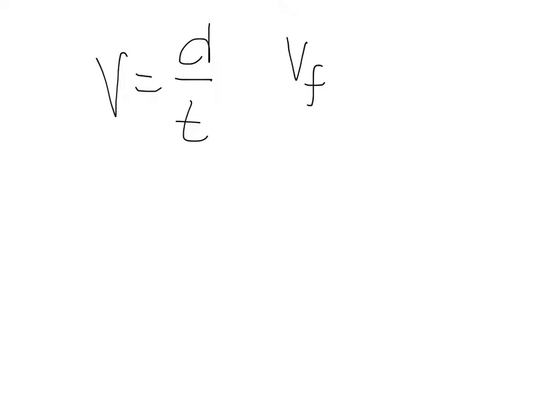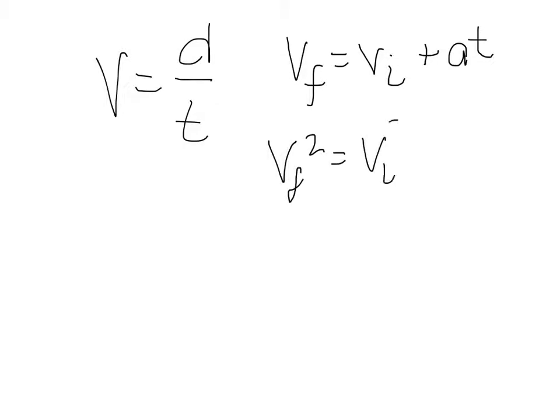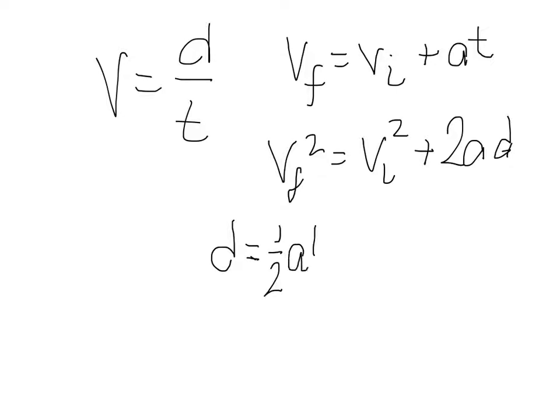Velocity final equals velocity initial plus acceleration times time. Velocity final squared equals velocity initial squared plus 2 times acceleration times displacement. Our displacement is equal to 1/2 acceleration times time squared plus velocity initial times time plus the original displacement.